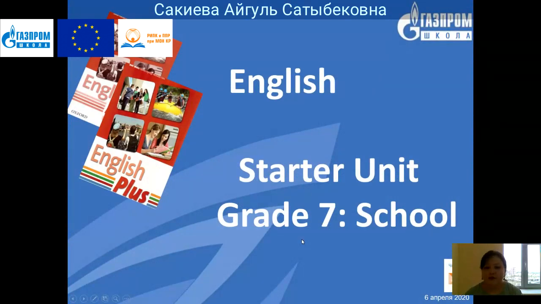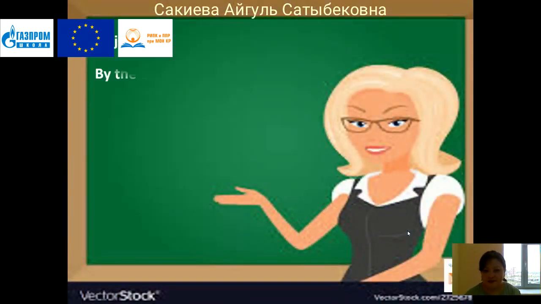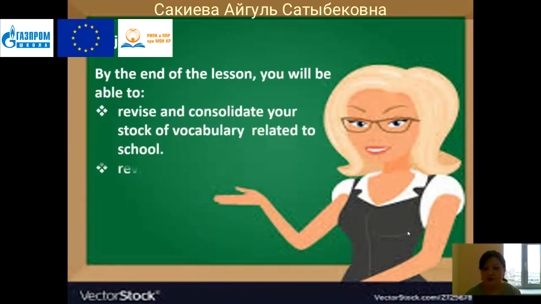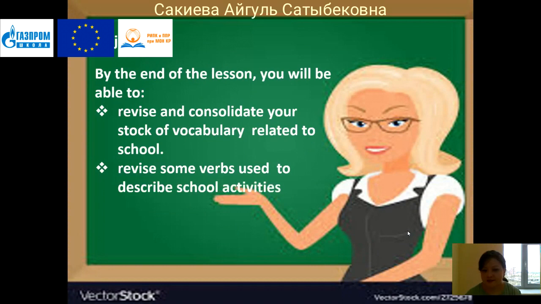Hello, Amantur. So, today's lesson is going to be about school. It will be a revision lesson, okay? So we are going to talk about some vocabulary or some phrases related to school. So what will be the aim of this lesson or objectives? By the end of the lesson, you will be able to revise and consolidate your stock of vocabulary related to school and revise some verbs used to describe school activities.